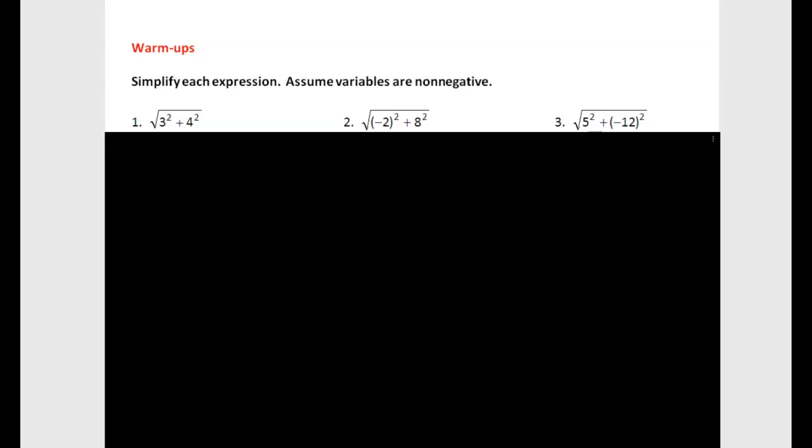Alright, so let's go over and talk about review. Make sure we have our order of operations and simplifying down. It does say assume variables are non-negative. We're going to talk about what that means as well.